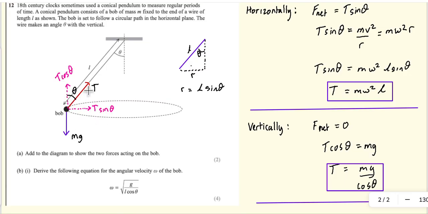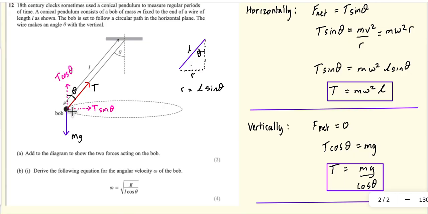T cos theta is responsible for keeping this bob stationary in the horizontal. Therefore the net force in the vertical is 0, and the downward force mg is equal to the upward force T cos theta, and I'm going to rearrange it to get T equals, because in this expression here that we are trying to derive there is no T, so I'm going to make it equal to T. I will explain later.